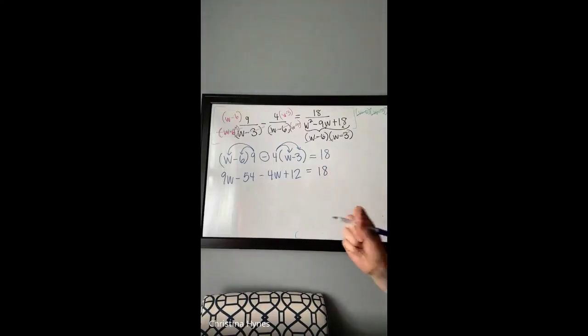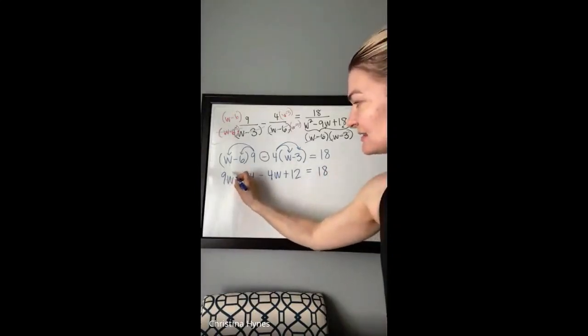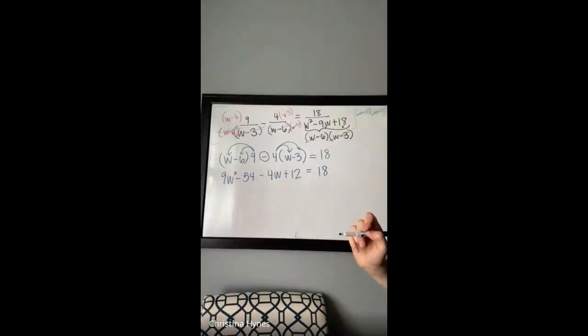Now, if you have something like w squared, you're going to get a quadratic equation. You're going to bring it all to one side, making it equal to 0. So I'm just saying, for example, let's say you had this was squared. I'm going to take it off afterwards.